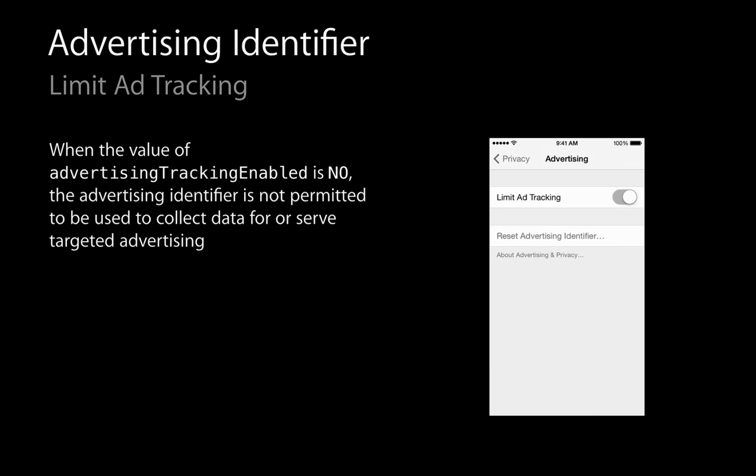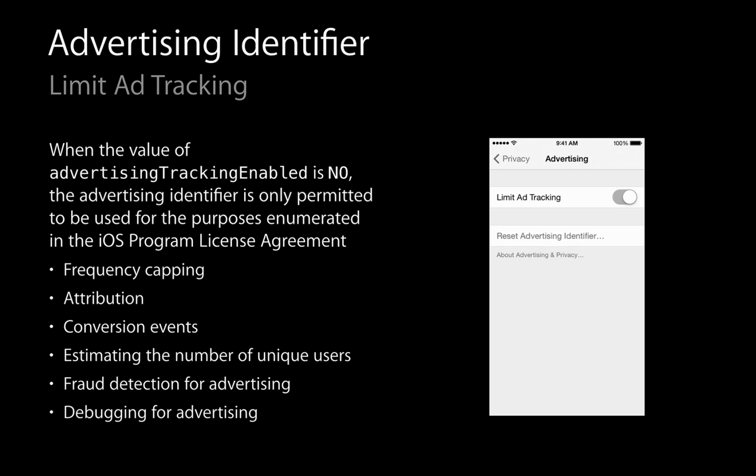When advertisingTrackingEnabled is set to no, the advertising identifier is not permitted to be used to collect data for or to serve targeted advertising. You can use it only for the purposes enumerated in the iOS Program License Agreement. This includes frequency capping, conversion events, fraud detection for advertising, and debugging for advertising. Note, for fraud detection and debugging, this is not for all fraud detection, not for all debugging, only debugging advertising issues.